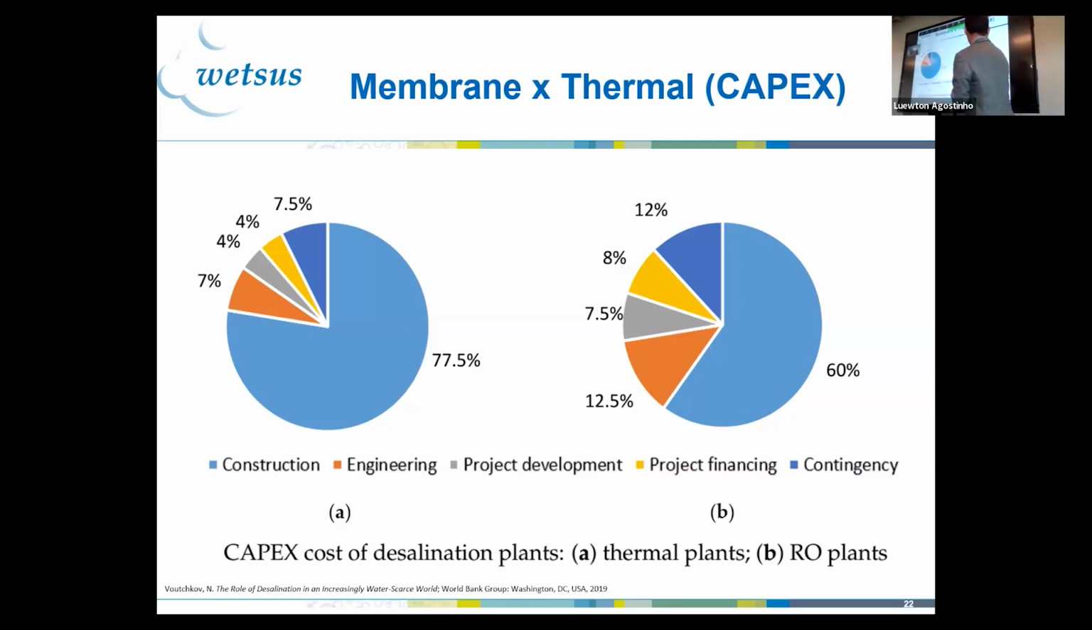And the RO plants, 60% on. The capital cost, sorry, for the capital cost. So 77% is on construction, and for construction RO only 60%. So you spend more money. And then in membrane systems, the second part is in the engineers, the project. While now for the thermal process only, you pay only 7% about that.